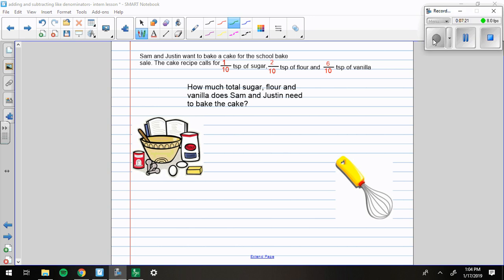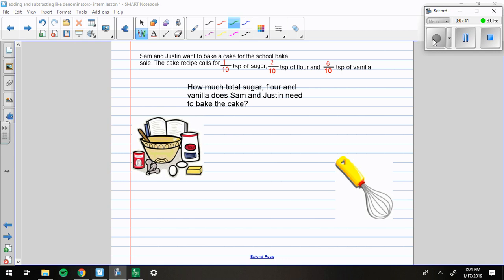But that can wait. Back to adding and subtracting fractions. We're going to see a lot of recipe problems. And here, Sam and Justin want to bake a cake for the school bake sale. The cake recipe calls for 1/10 of a teaspoon of sugar, 2/10 of a teaspoon of flour, and 6/10 of a teaspoon of vanilla. How much total sugar, flour, and vanilla do Sam and Justin need to bake the cake?